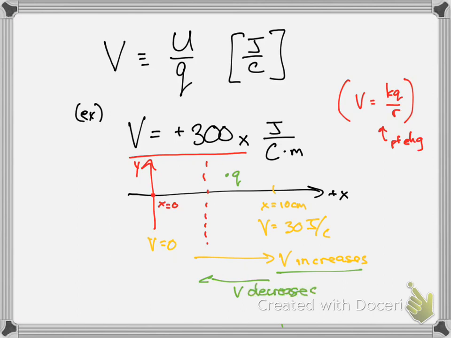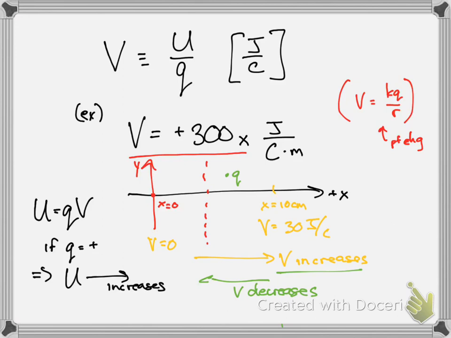Okay, so there's Q, and if I move to the right, V increases, right? V increases to the right, V decreases to the left. But what about the potential energy? Since the potential energy, U, is equal to Q times V, then if Q is a positive charge, that is, if Q is greater than 0, therefore U also increases to the right, right? Because U is equal to 300x times Q.